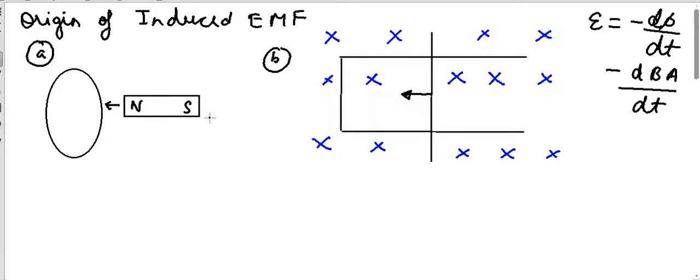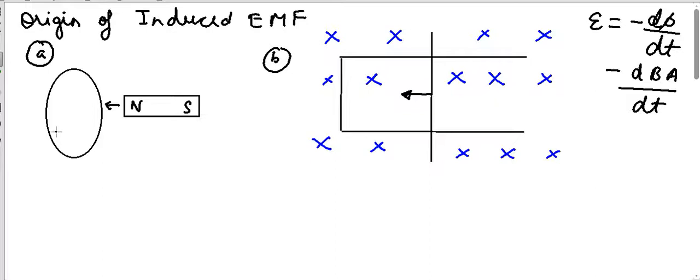So as we take the magnet closer and closer to the loop, the intensity of the magnetic field inside the loop increases, and that is how I am changing the magnetic field which is passing through this loop, and in that way I am changing the EMF.